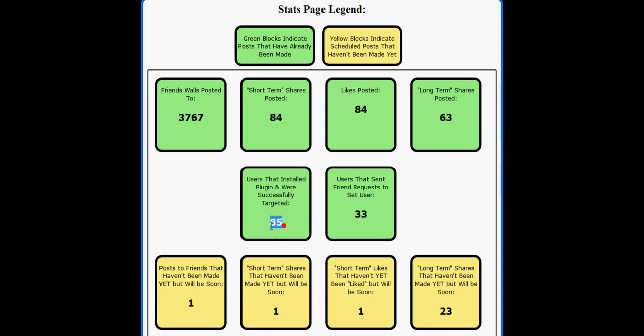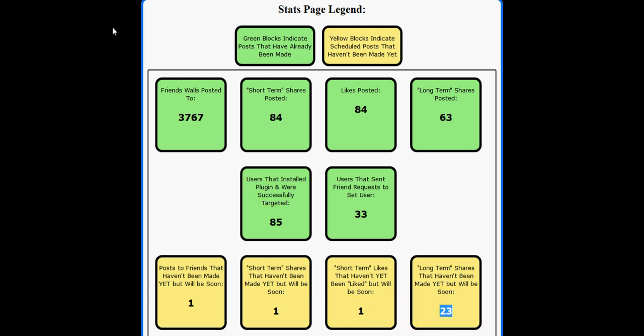And you can see this just went up. I received a new target. Users that friend requests were set to, that went up. Or I may not have. I may have tested this once before and forgot to remove that number from this file. Anyway, posts to friends that haven't been made yet, 1. Short-term shares, 1. Short-term likes that haven't been made yet, 1. And 23. This was just 22.